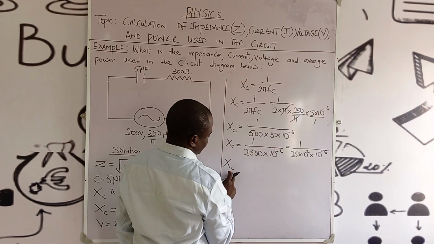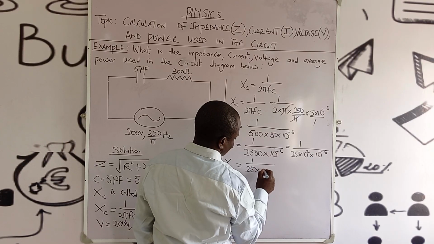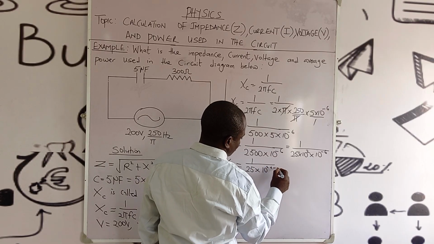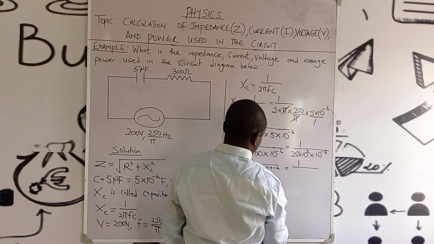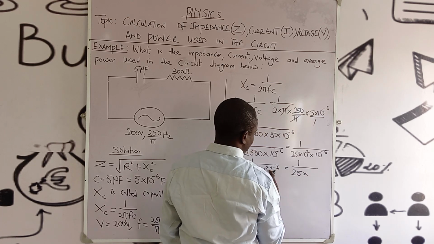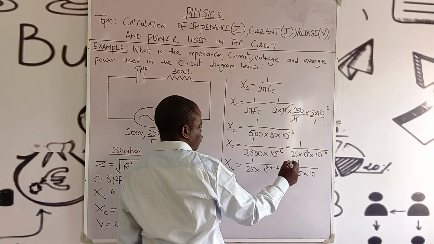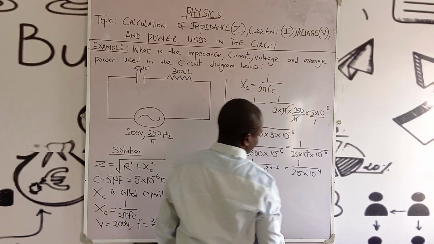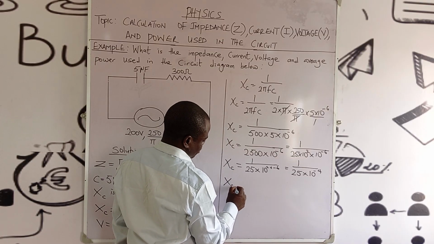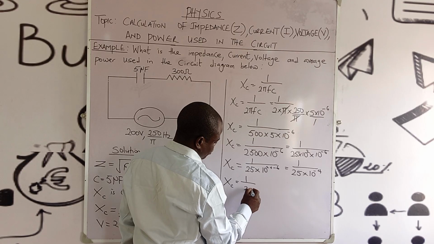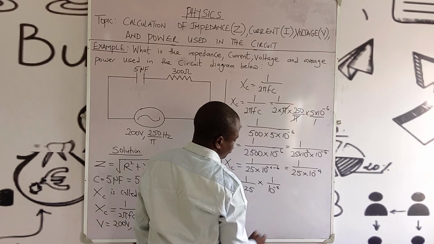Now Xc, which is capacitive reactance, equals 1 over 25 times 10 to the power 2 plus minus 6. You now have it to be 1 over 25 times 10 to the power minus 4. Now, let's write Xc equals 1 over 25, let's separate it, times 1 over 10 to the power minus 4.